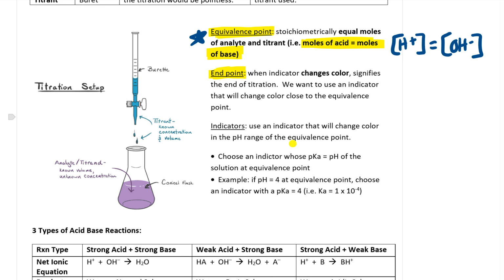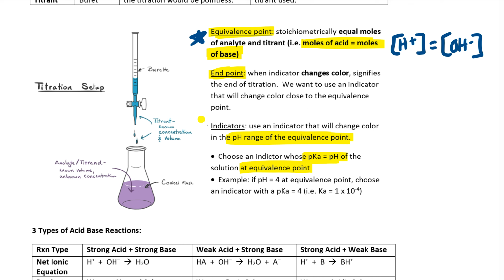So for indicators, you are going to want to choose an indicator whose pH it's going to change color in the range of the pH of the equivalence point. Okay, so that's how we know when to stop the titration. We're going to see a distinct color change around the equivalence point. So we're going to be asked to choose indicators sometimes. So that means we want to choose an indicator whose pKa is the pH at equivalence point. Okay, so choose an indicator whose pKa is equal to the pH of an equivalence point.